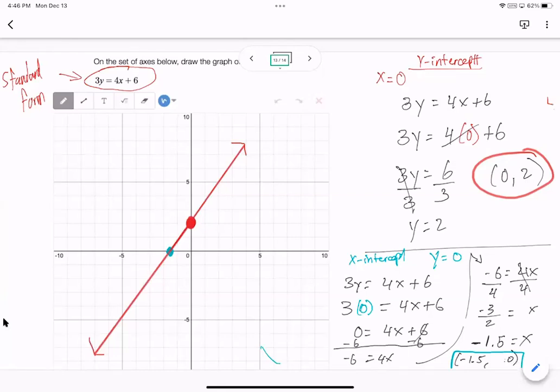If you want to figure out some solutions, we can take a look. It doesn't go through the origin. So 0, 0 is not a solution. It goes through 0, 2, that's a solution. It goes through 2, 5 right here. So that's a solution. It goes through -1.5, 0, that's a solution. We even have -5, -5, that's a solution. So anything on that line is a solution. If it's not on the line, it's not a solution.